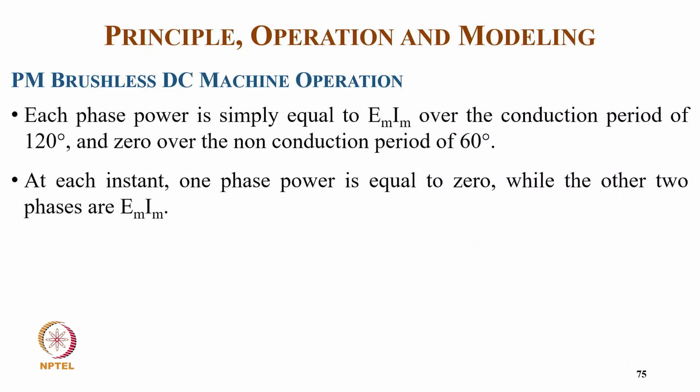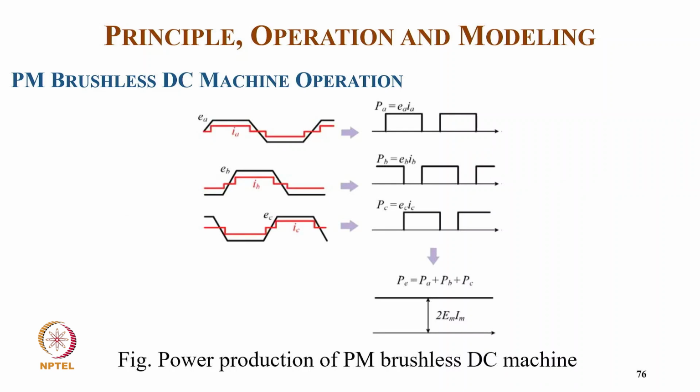So each phase power is simply equal to EM times IM over the conduction period of 120 degrees and 0 over the non-conducting period of 60 degrees. So at each instant, one phase power is equal to 0, while the other two phases are EM times IM. So this is typically the basic principle of a permanent magnet brushless machine. We have a trapezoidal phase back EMF, and we are putting rectangular current into that. So during only the flat portion, we get a constant torque.